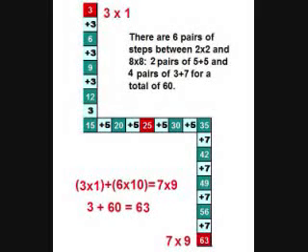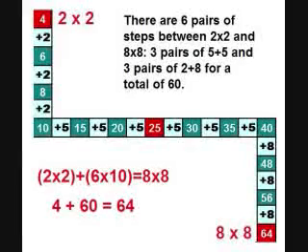From 3 times 1 to 7 times 9, we find there are 6 pairs. 2 of them are pairs of 5 plus 5, and 4 of them are pairs of 3 plus 7. They total 60, and 60 is the difference between 3 and 63.